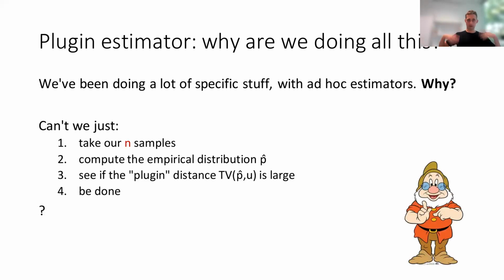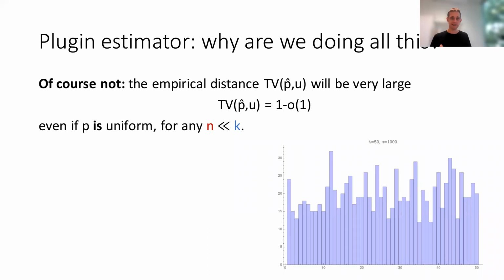Take our samples, compute the empirical distribution. It's called plugin because you literally plug in your empirical distribution in the thing you're trying to compute and see what the answer is. So obviously that doesn't work, right? If I take that empirical distance and I take n to be too small, well, most elements I won't see enough times or at all, and so I will basically have something that is at constant distance from uniform, even if my actual distribution was uniform, just because there's going to be a lot of gaps in my empirical estimator. So obviously that doesn't work.